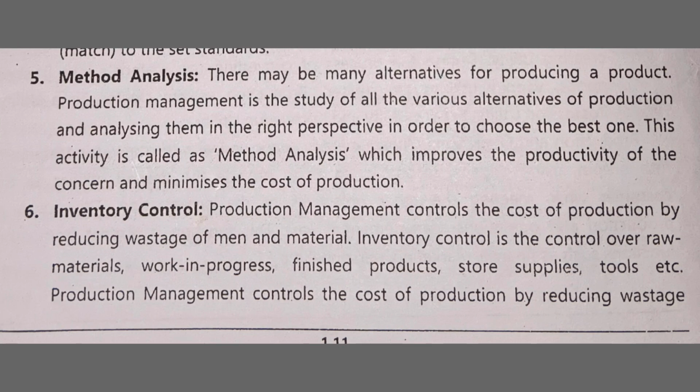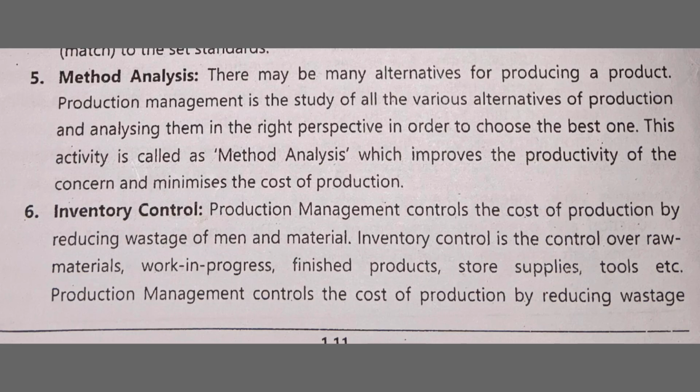Fifth, method analysis. There may be many alternatives for production of a product. Production management is the study of all the various alternatives of production and analyzing them in the right perspective in order to choose the best one. This activity is called method analysis, which improves the productivity of the concern and minimizes the cost of production.